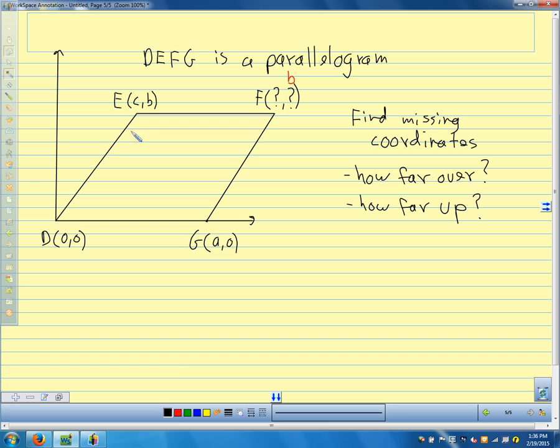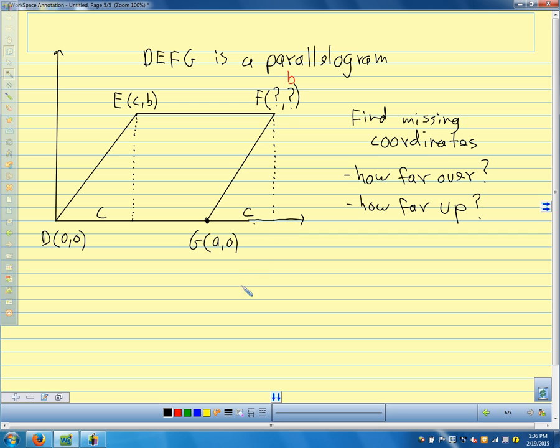All right, now what I'm going to do to figure out how far over is if I draw this line straight down, how far over have I gone to go from 0, 0 to here? C. That distance is C. If this is a parallelogram, if I drop this down here, how far over would I have to go from this point to get to there? The same distance, right? Very good.